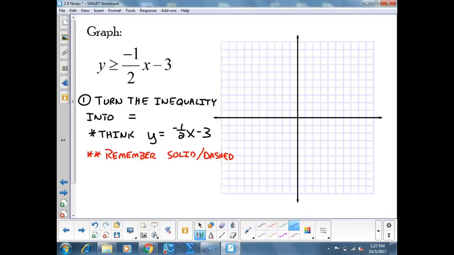Okay? So that tells me I'm going to have a y-intercept of 0, negative 3, which is down 3 from the origin. The slope of my line is going to be negative 1/2, which means from that point I'm going to go down 1 and right 2. And I'm going to rinse, lather, and repeat that. And I'm also going to go up 1 and left 2. And I am going to rinse, lather, and repeat that one too. Then I can draw in my line.